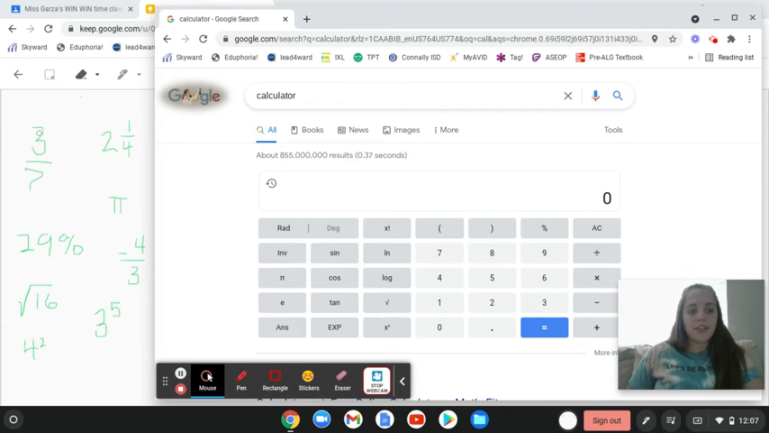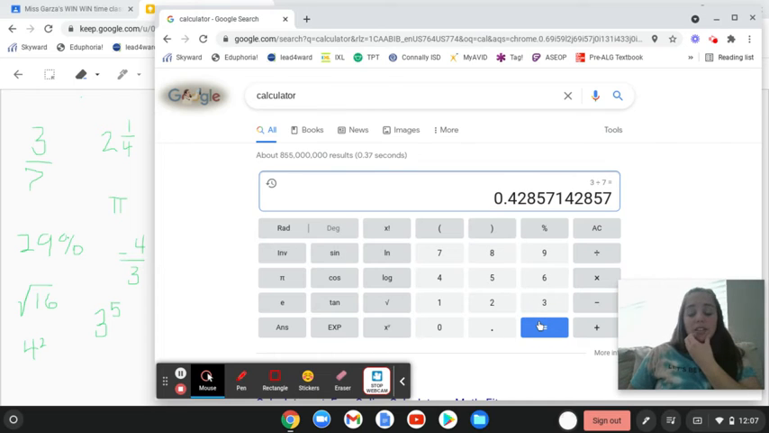So 3 over 7 is a fraction. When we type it in here, we don't really have a fraction bar, but we do have a divide sign and it's the same thing. So you put 3 divided by 7 equals, and it gives you the decimal answer. It actually gives you a lot more decimals than you get in our school calculator, so you're getting a little bit more of an exact answer.